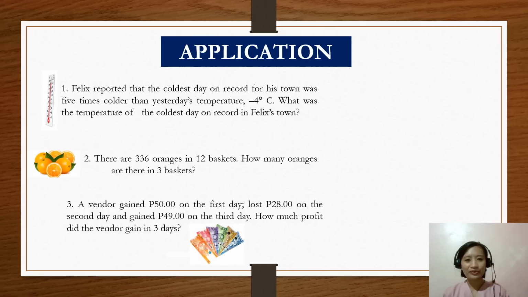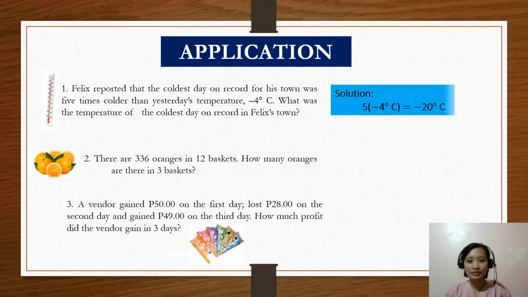Here are some of the real-life applications of our lesson for today. For problem number 1, Felix reported that the coldest day on record for his town was 5 times colder than yesterday's temperature, which is negative 4 degrees Celsius. What was the temperature of the coldest day on record in Felix's town? To answer that, we just have to multiply 5 times negative 4, and the result is negative 20 degrees Celsius.